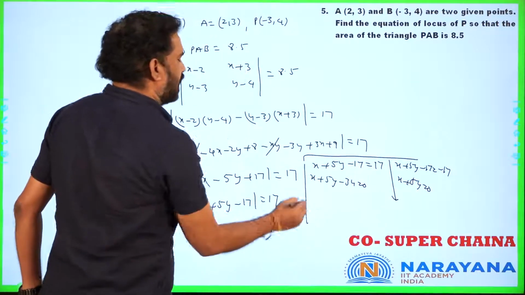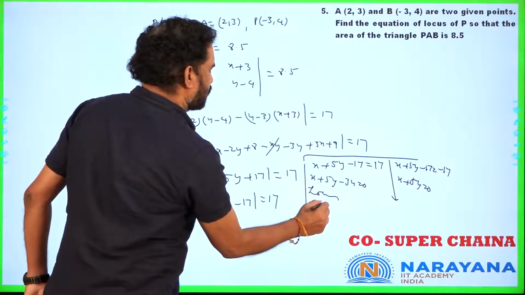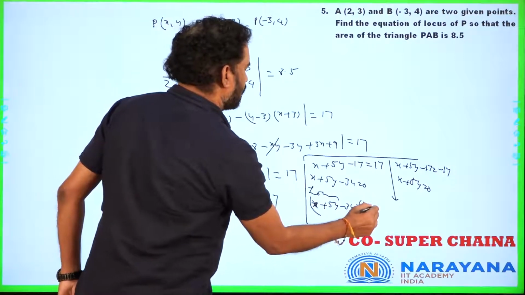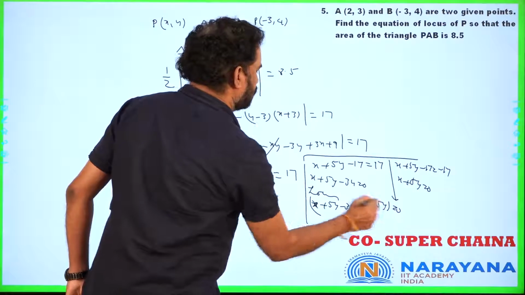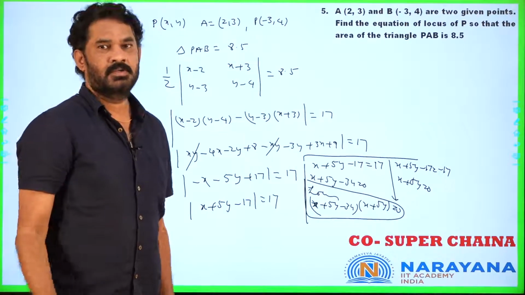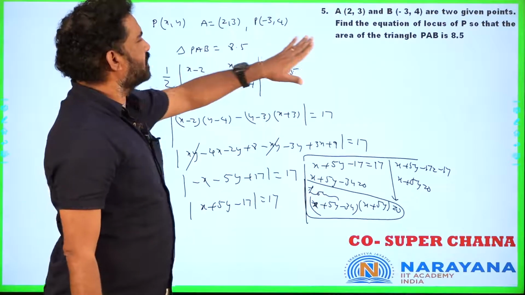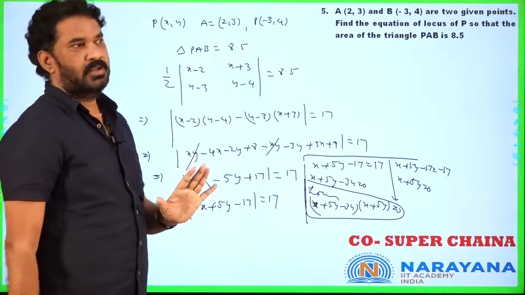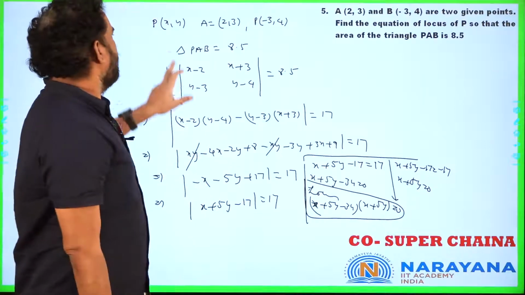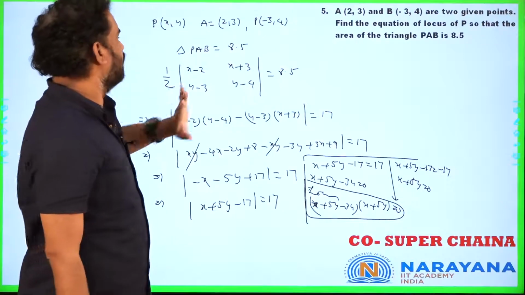So for the locus, multiply both. What is the locus? (x + 5y - 34)(x + 5y) = 0. So this is the locus, a product of two lines. Important model, this one. Two points are given, the third point is the variable point, but it always keeps the area at 8.5. So the variable point I have taken as (x, y), and the area of triangle PAB is given as 8.5.